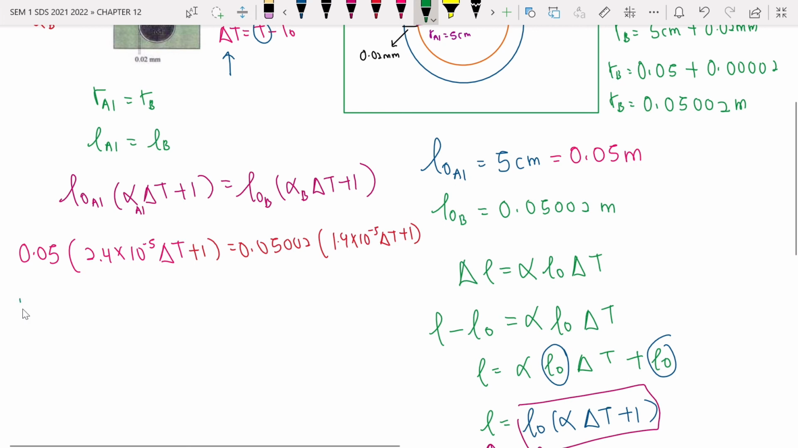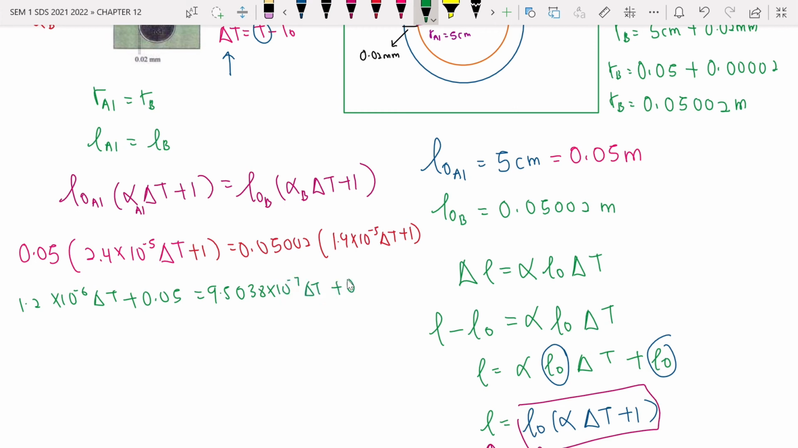When you solve this, you will get 1.2 times 10 to the power of negative 6 times change in temperature plus 0.05 equals 9.5038 times 10 to the power of negative 7 times change in temperature plus 0.05002. Now rearrange all this equation. You will get 0.05002 minus 0.05 equals 1.2 times 10 to the power of negative 6 change in temperature minus 9.5038 times 10 to the power of negative 7 change in temperature.